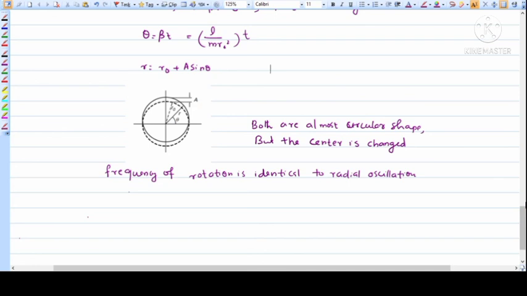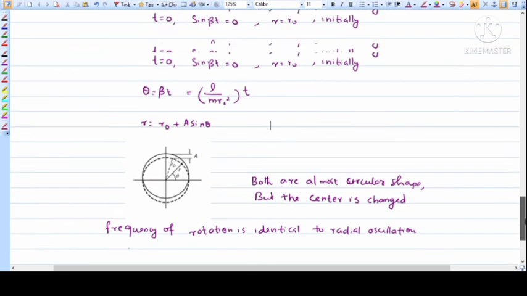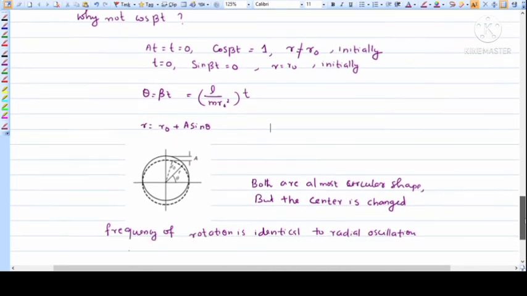Here, number one thing is that we have taken E initial approximately equal to E final. That's why both are in the same shape. So, okay, in this picture only the center changed and the path is the same.